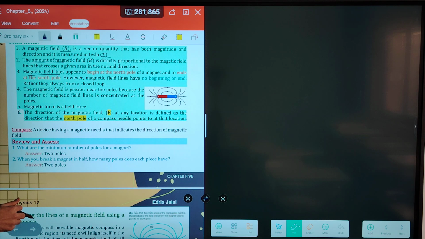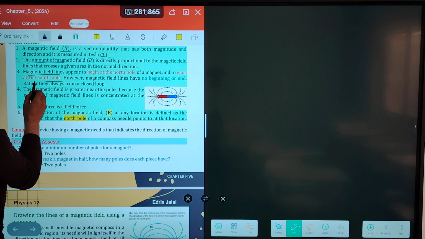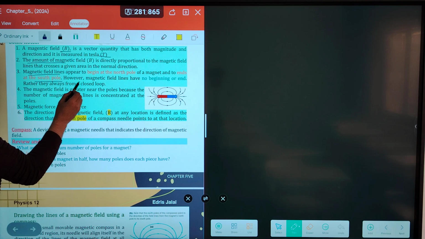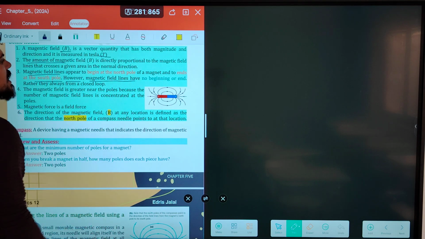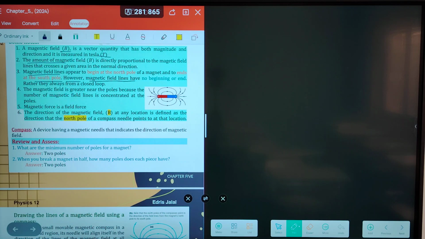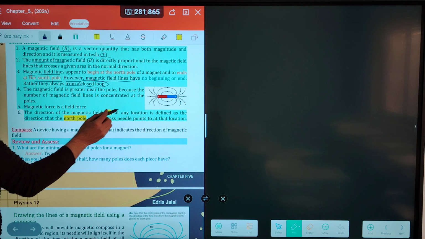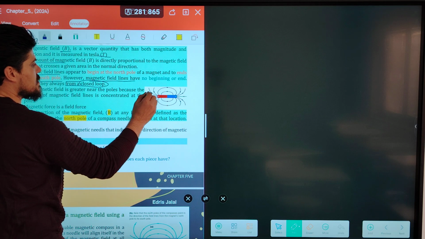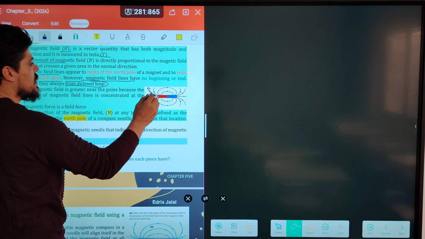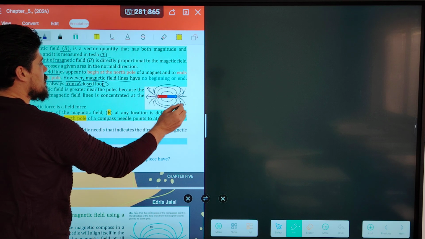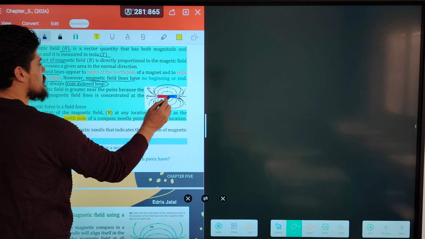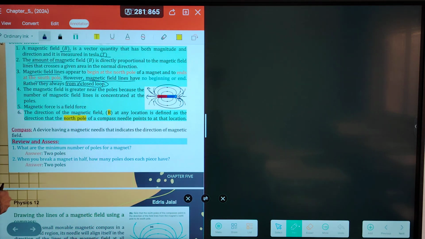Magnetic field lines appear to begin at the north pole of a magnet and end at the south pole, from the outside of the magnet. However, magnetic field lines have no beginning or ending point. Rather, they always form a closed loop. Outside the magnet they move out from the north and go to the south, but inside the magnet from south to north.